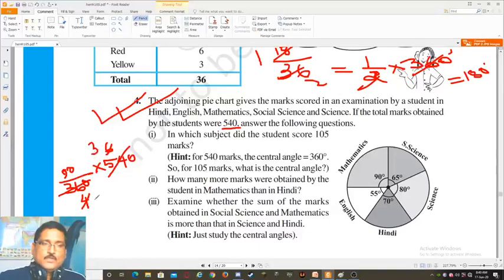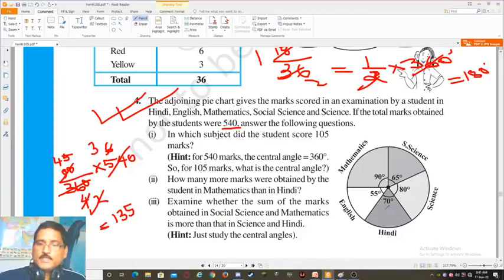3 and 2, 3 by 2. Cut here, 45. 45 3s are 135. So mathematics is equivalent to 135. Okay. Similarly, for each subject, English 55 by 360 multiplied by 540.